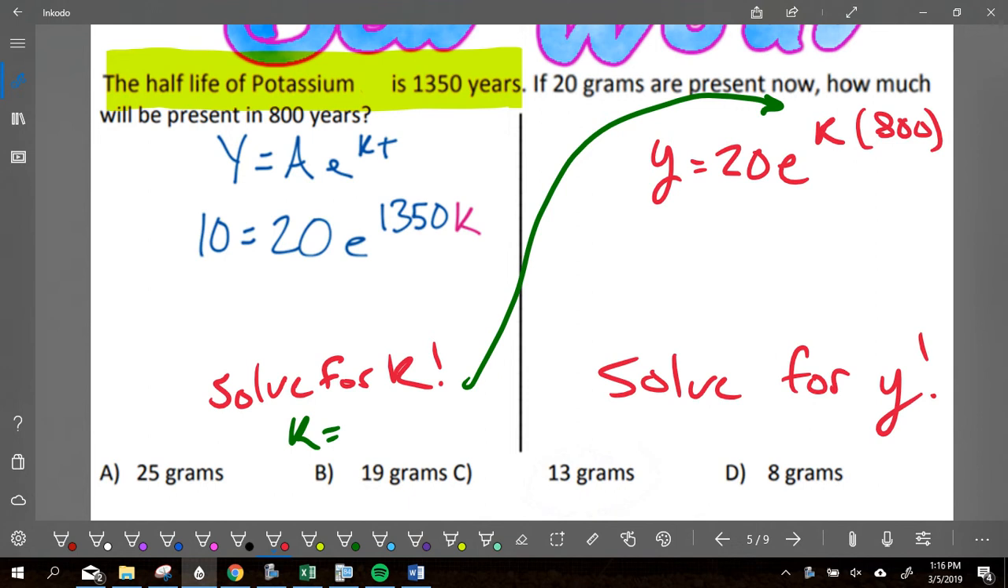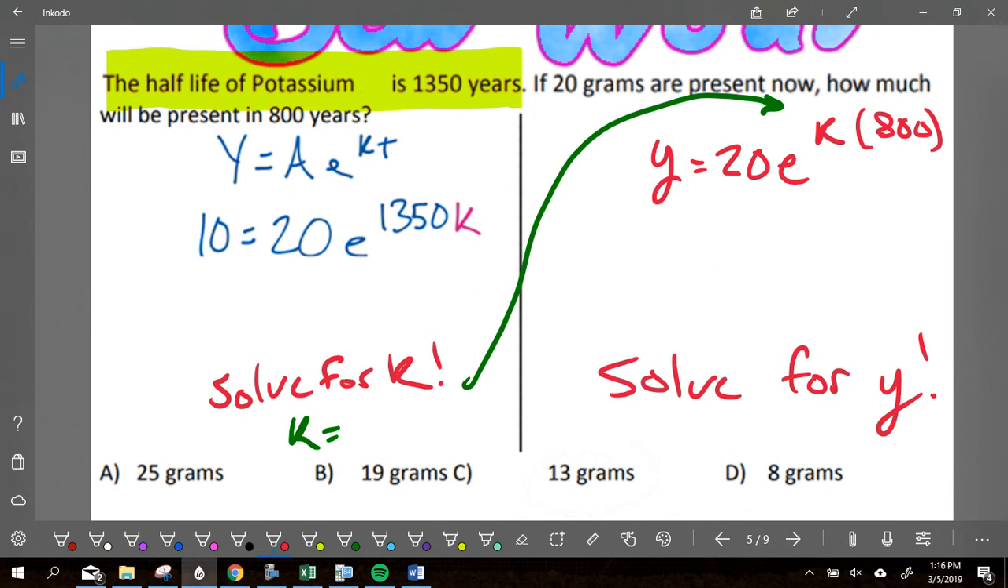So it says the half-life of potassium is 1,350 years. If 20 grams are present now, how much would be present in 800 years? And so a reminder to do that, we use this formula right here. Y equals Ae^(kt). You've seen some different letters maybe in that before, like maybe A equals Pe^(rt), the PERT formula. You use that formula with money. You use that Y equals Ae^(kt) with more science-related stuff, and you can use some different letters.